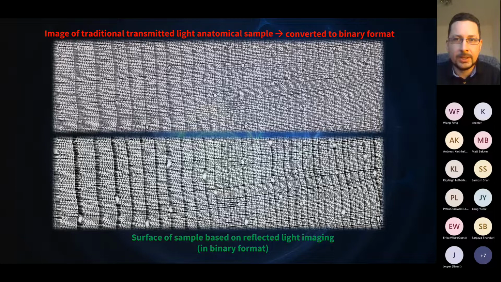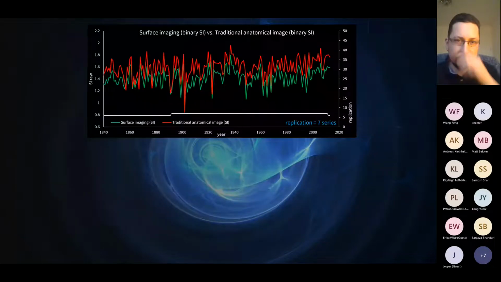Now, if we look at several series and compare the surface imaging from the reflected light version with the transmitted light version, we see something similar to what we were looking at just before: the surface intensity values that we get from these two sets of images are very, very similar.